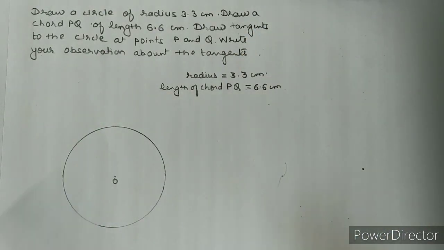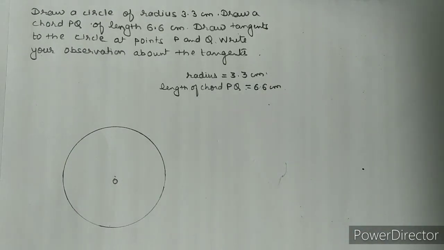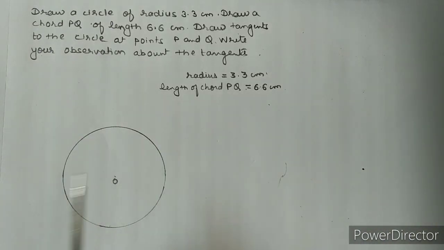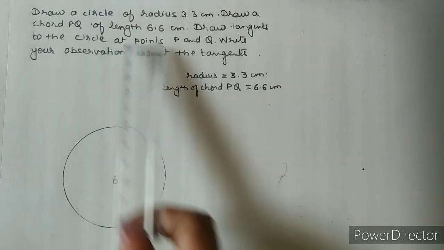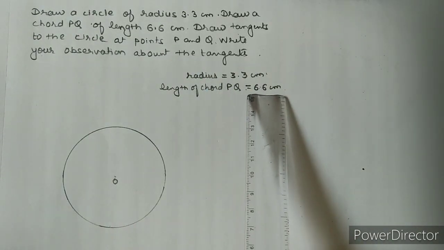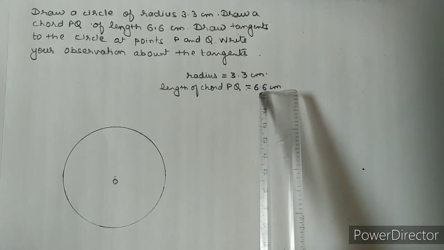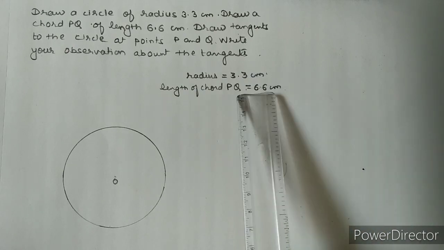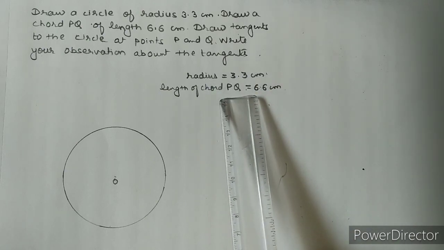Now what do we have? Here I have drawn circle of radius 3.3 cm by taking distance of 3.3 cm between the tips of compass, and then I have drawn a circle. Then we are given that radius is 3.3 cm and length of chord is 6.6 cm. What is the relation between these two? You will observe that this is twice the radius, and we know that twice the radius is diameter.